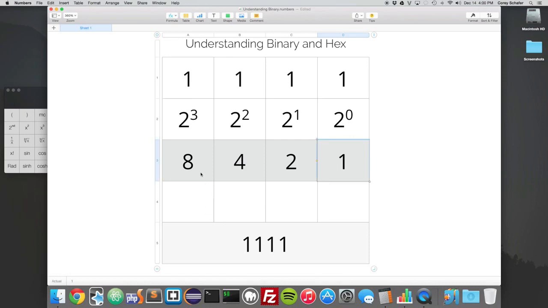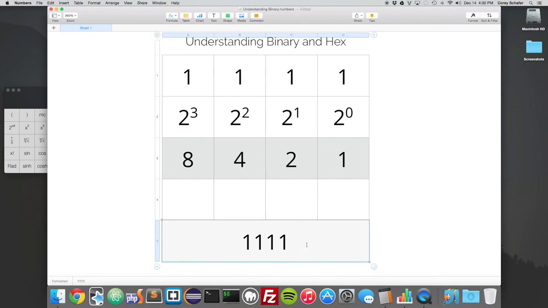So we have 8 plus 4 plus 2 plus 1, which is 15. So 1, 1, 1, 1 in binary is 15 in decimal.